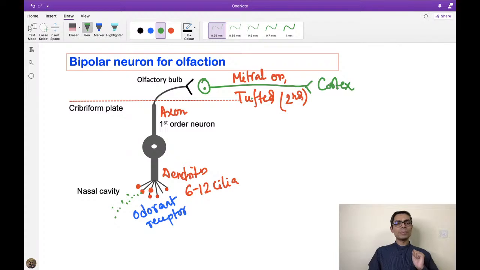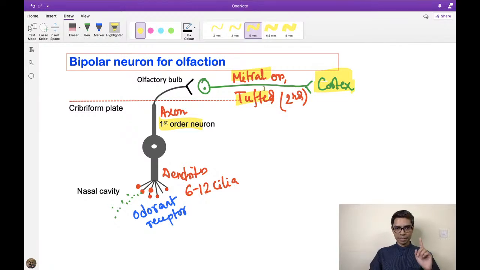So you can find out 2-3 peculiarities here. What are the peculiarities? Only 2 neurons are required for the olfactory sensation to reach up to the level of cortex. But compare with your pain sensation, temperature sensation, everything requires at least 3 neurons from the periphery to the level of cerebral cortex. But here you require only 2 neurons: the first order neuron here and the second order neuron here, that is the mitral or tufted cell. Second thing is that the second order neuron is not crossing to the opposite side of the body. That means it's an uncrossed tract. So olfactory tract is an uncrossed tract, right?